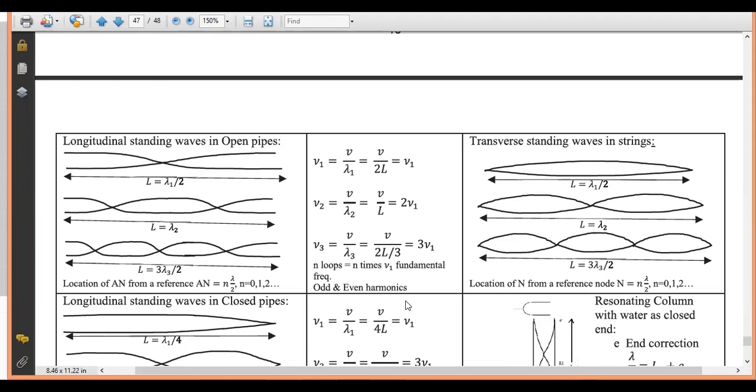Yes, sir. I expect you to attend, particularly people who said you have kinetic theory. I will be finishing the standing waves, and then I'll be taking the kinetic theory concepts.